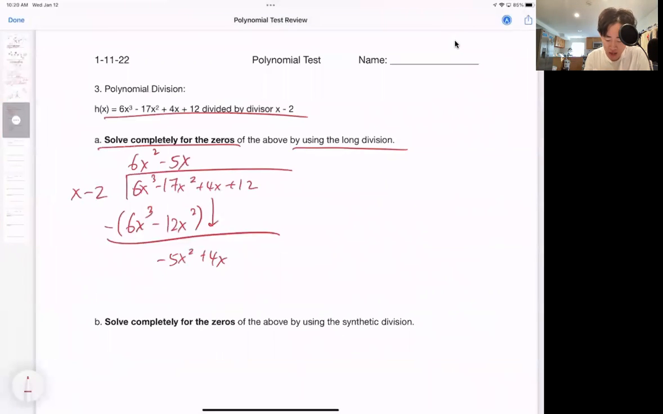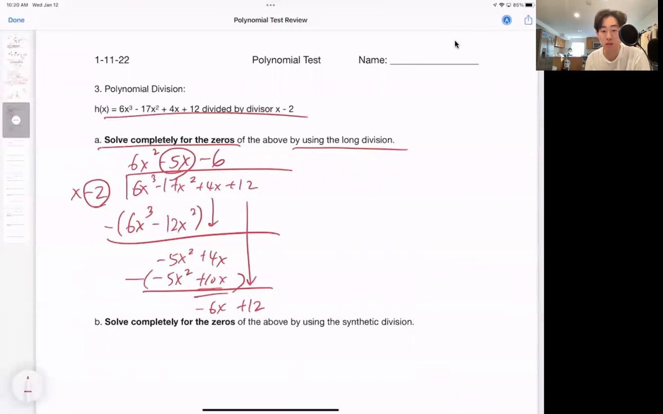So we're going to have a negative 5x here, negative 5x squared plus 10x, because we're going to be multiplying those two to get the 10x right there. Then we're going to subtract everything and get negative 6x, bring down the plus 12. Then the only thing that's left to do is put the minus 6. Minus 6x plus 12, because that's negative 2 times negative 6.